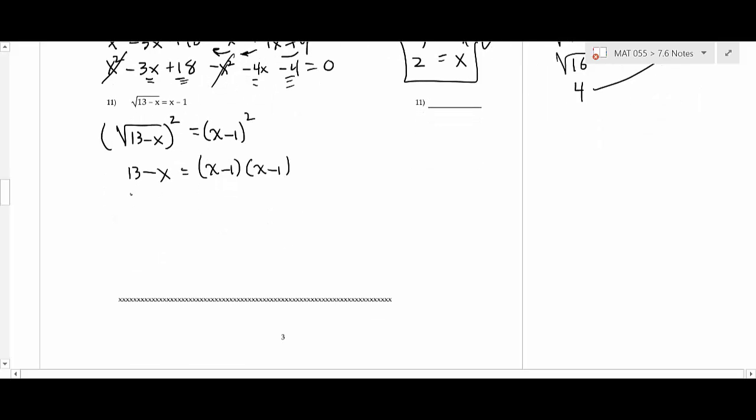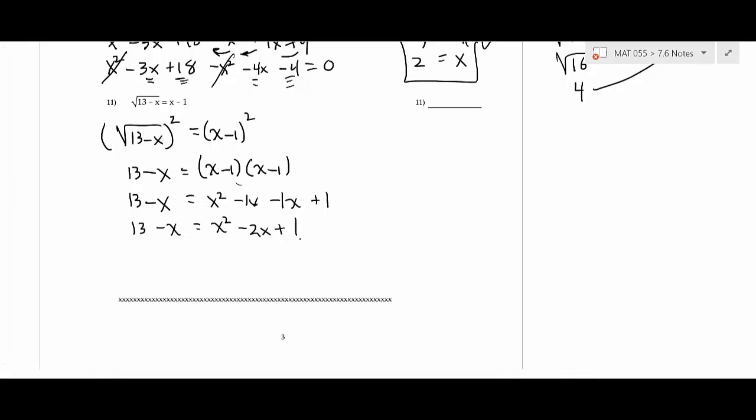So this is going to be 13 minus x. We're going to run through and distribute that now. So that's x squared minus 1x. Enter is minus 1x. And then plus 1 like that. Okay? So that's going to give 13 minus x equals x squared minus 2x plus 1. So let me pause there for a minute and see if you guys got any issues with what I did. Everything I've done in this problem is stuff you've done before, right? FOIL, collect like terms, all that stuff like that.